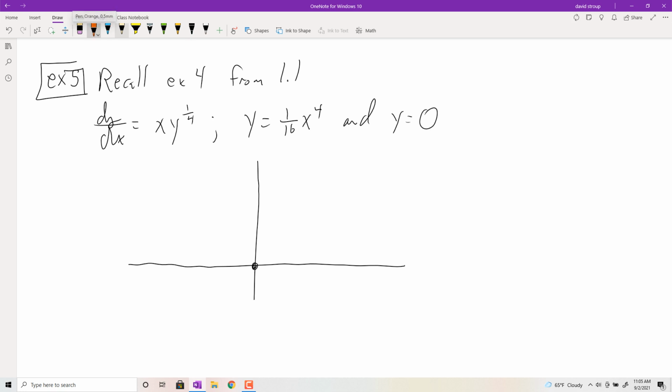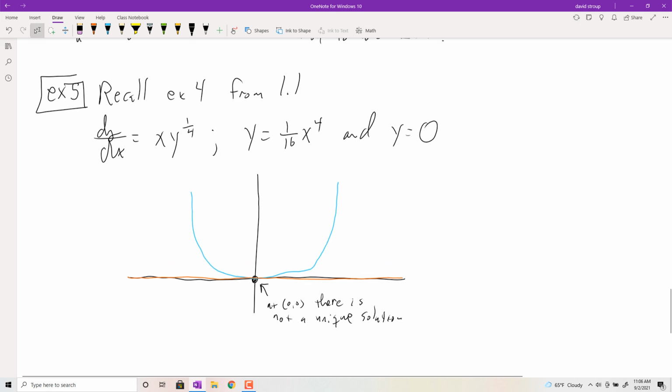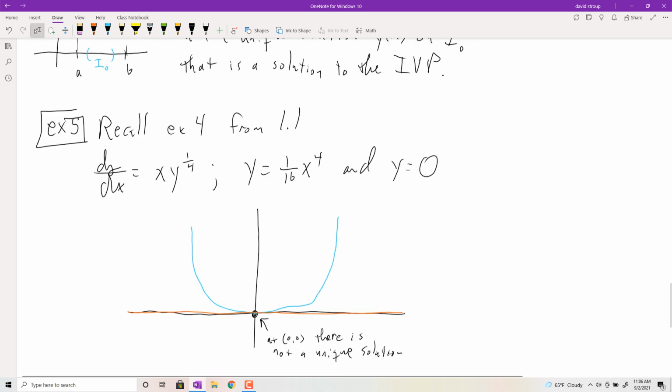Right? So let me graph y. So y equals 1/16 x to the 4th is like a flattened parabola. That looks like this. And then y equals 0 is like this. So in particular, at 0, 0, there is not a unique solution. Okay. So if you were to look at these criteria, you would see that they don't hold at that point.